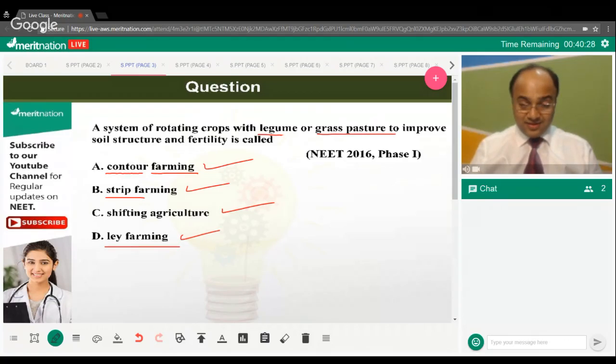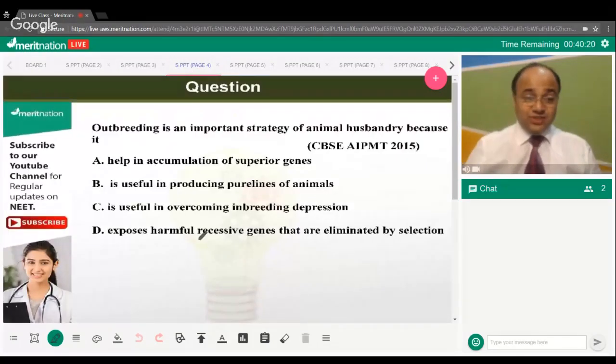So let's move ahead, and let's see the next question pretty quickly. The question is, outbreeding is an important strategy of animal husbandry because it helps in accumulation of superior genes. Remember, I am talking about outbreeding. Is it useful in producing pure lines of animals, is it useful in overcoming inbreeding depression, or does it expose harmful recessive genes that are eliminated by selection? So, why do we do outbreeding? What is the definite advantage of the same?